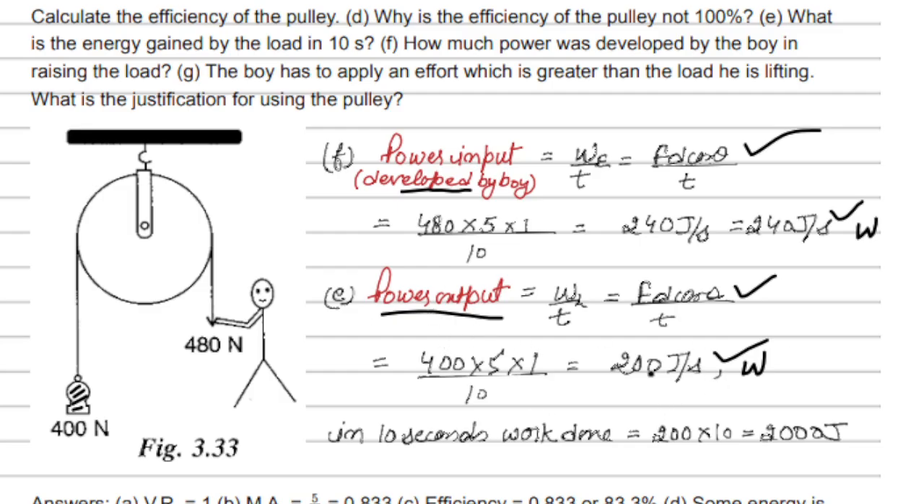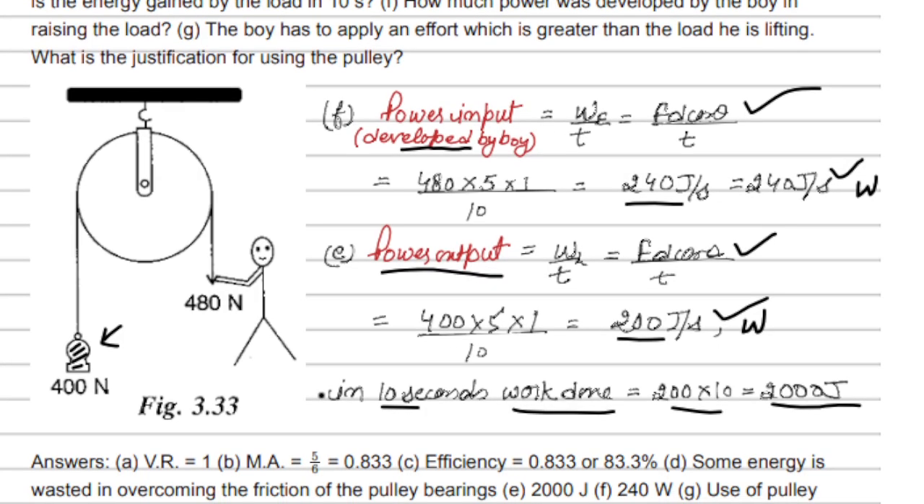Now see, the power output is lesser. If you see 200, and we were giving in 240, so there was a loss, right? Now they are asking how much work was done on the load. We know the power now, 200 watts or 200 joules per second. In the question they have mentioned 10 seconds, right? So in 10 seconds, the total work done will be 200 into 10, that is 2000 joules. So that will be the answer of part E.